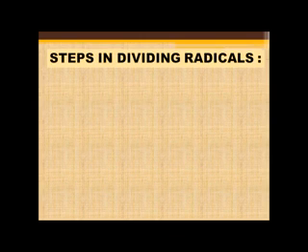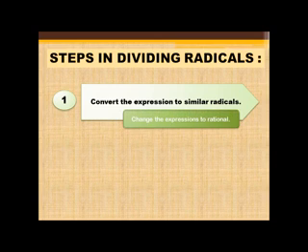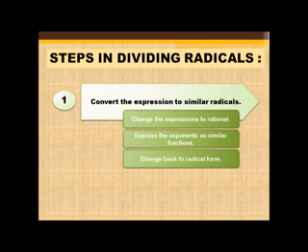So to perform division on radical expressions, there are 3 steps to follow. Step 1. Convert the expression to similar radicals. To convert, first, change the expressions to rational. Next, express the exponents as similar fractions, and then change the expressions back to radical form.